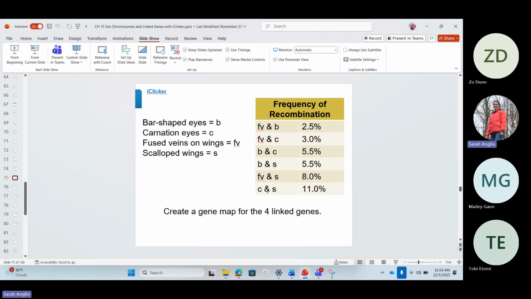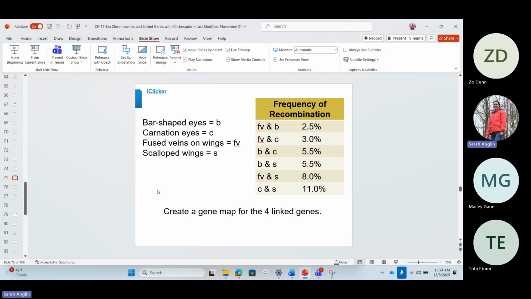As soon as you put that C down, you can see, well, what else is close to C? Well, FV is very close to C. So I would just simply put FV somewhere close to C. And then I would look at S. What's close to S? Well, B is only 5.5 map units. Remember, we can call frequency of recombination the same thing as map units. So I would put B somewhere, favoring towards the S side. And then once you have B in, you can just fill it in by looking at how close the genes are.